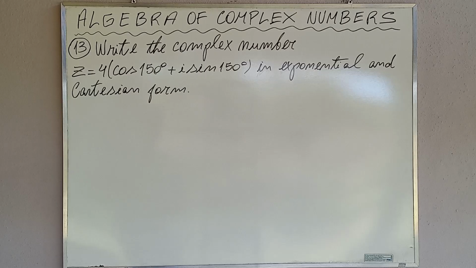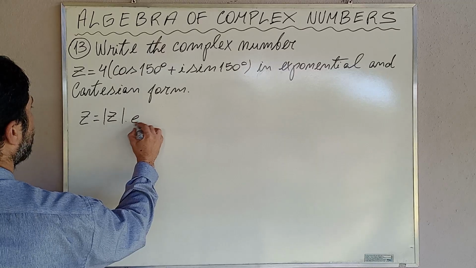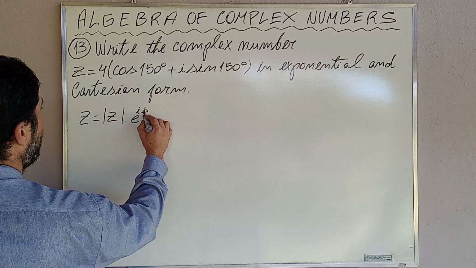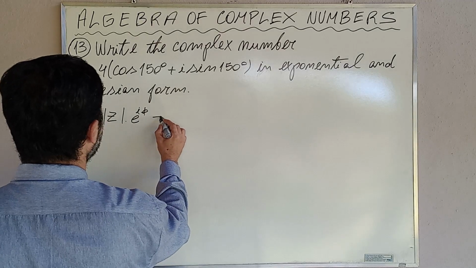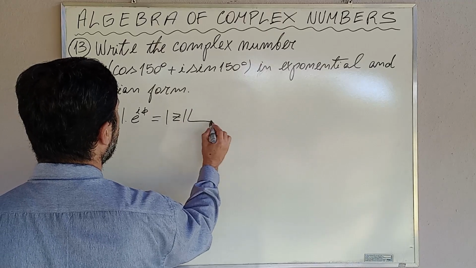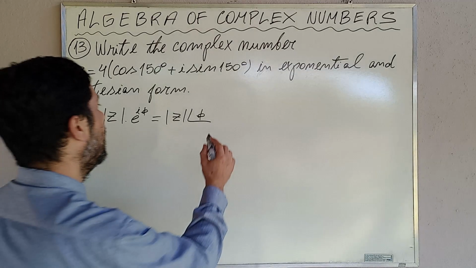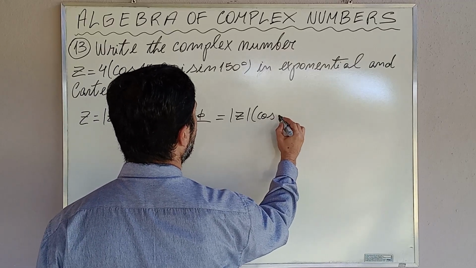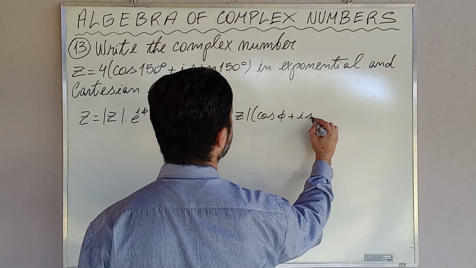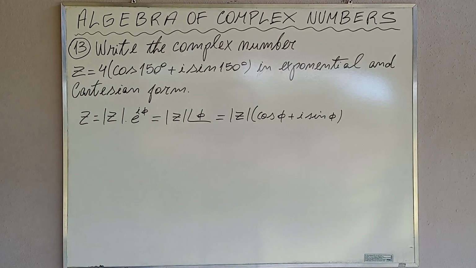To perform the conversion, observe that z equal to the magnitude of z times e raised to the power of i times phi is the exponential form of the complex number, and the magnitude of z with an angle is the polar form of the complex number, and the magnitude of z times the cosine of the angle plus i times the sine of the angle is the trigonometric form of the complex number.